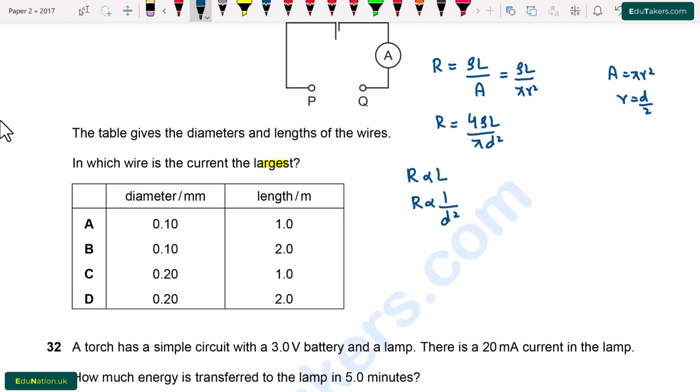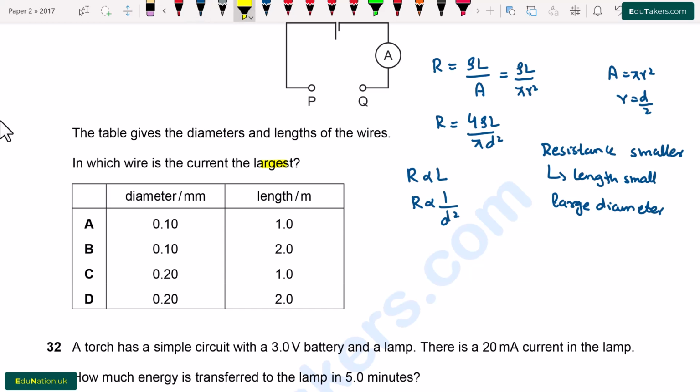In this question, we have to find which wire has the largest current. So the resistance should be smaller. Smaller resistance is for the wire that has small length and large diameter. Now we see the options.